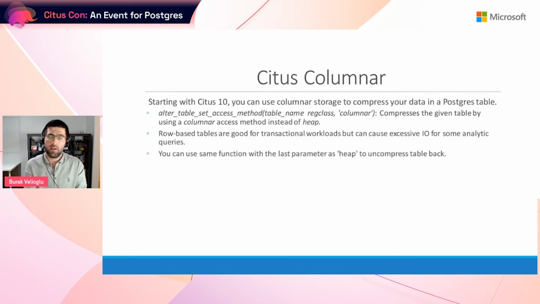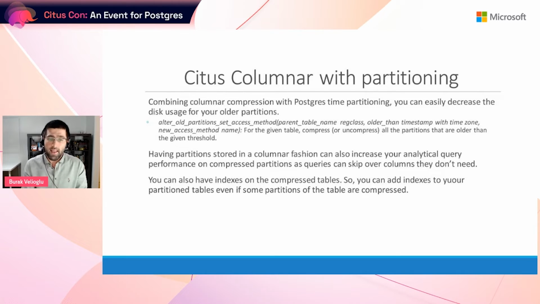But you can also use the columnar version of your tables for analytical workloads. And if you want to combine that with the partitioning functionalities of Citus, you can also use the alter_old_partitions_set_access_method to compress the partitions older than a given timestamp. For example, let's say you have a time series workload and you want to create partitions for the future 7 days or so, and you want to drop your partitions older than 30 days, you can use the two UDFs I have shown before in my slides.